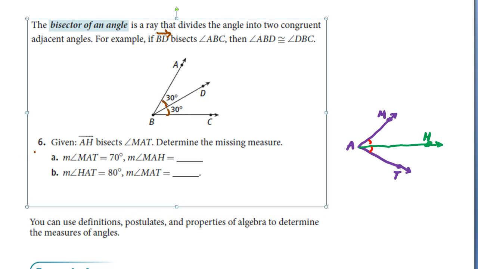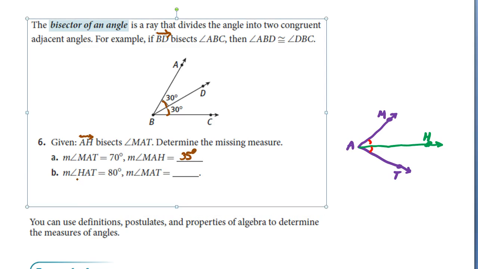So number 6, given that ray AH bisects angle MAT, determine the missing measure. I've drawn a quick sketch over here to help us to do this problem. If angle MAT is 70, let's find that. MAT, so the large purple one is 70 degrees. What about MAH? That's just going to be half of the 70, 35 degrees.